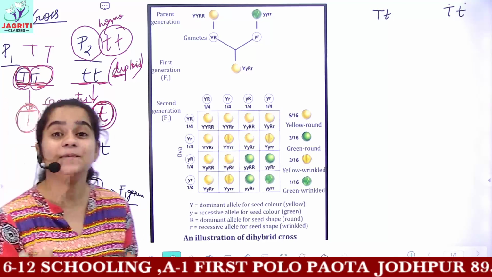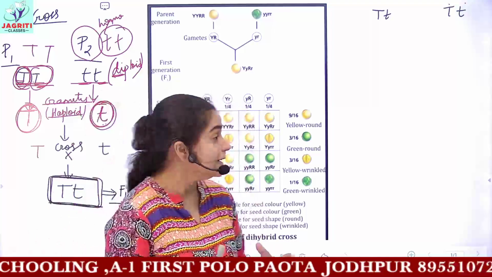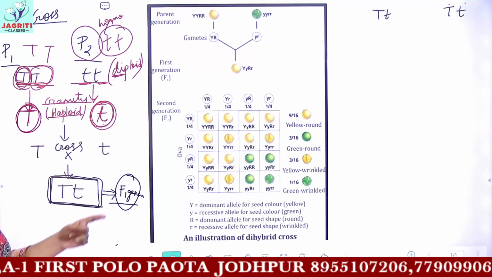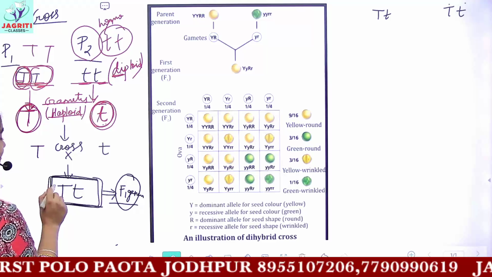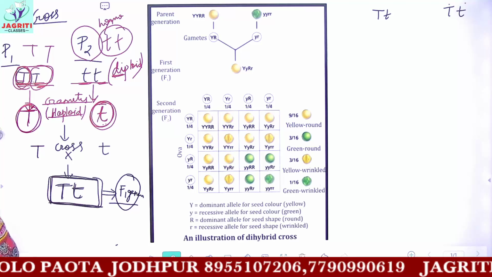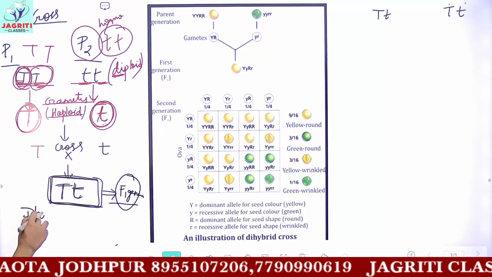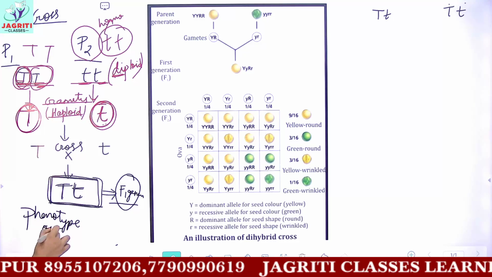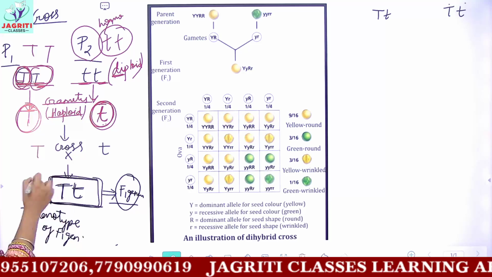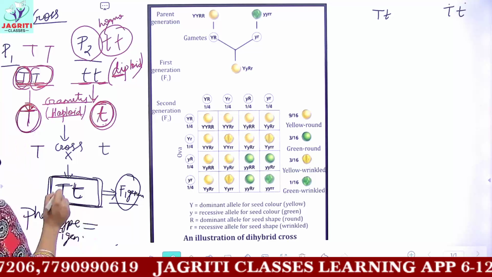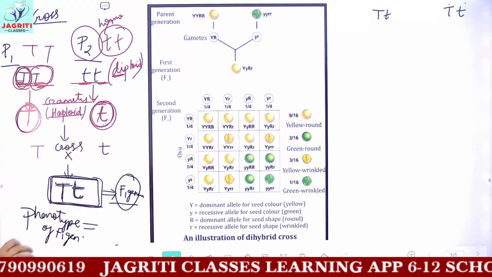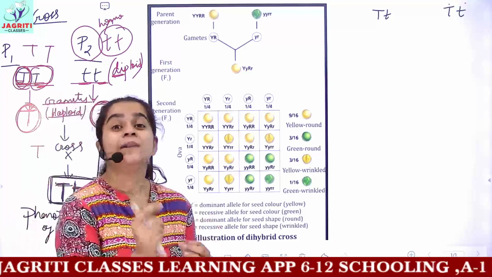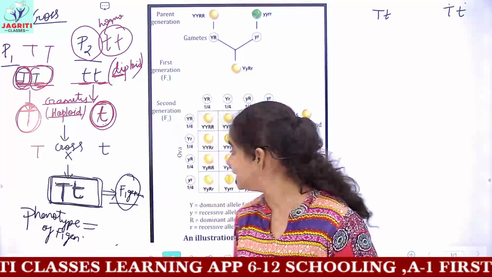And phenotype means the physical appearance. If I tell you what is the genotype of F1 generation, then you will say the genotype is capital T, small t. But if I ask you what is the phenotype of F1 generation here? So you will say that capital T and small t. We know that capital T stands for the character tall and small t stands for the character dwarf.